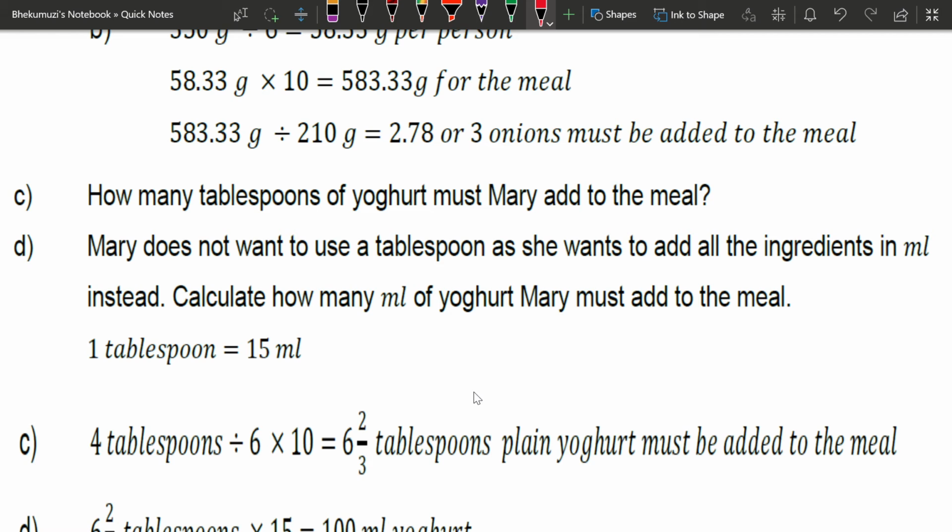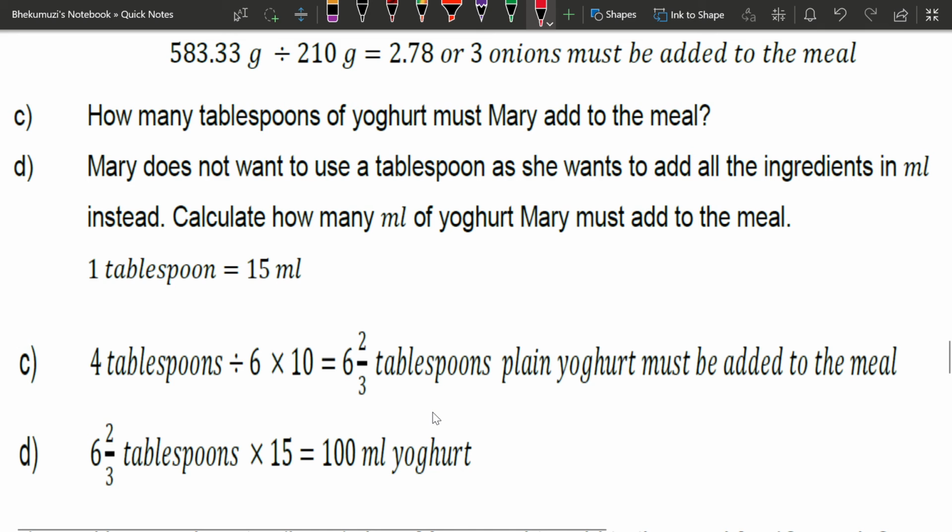Again, Mary does not want to use a tablespoon, as she wants to add all the ingredients in milliliters instead. Calculate how many milliliters of yogurt Mary must add to the meal, right? And again, this is going back to the previous chapters you have done in the first or second term on conversions, where you need to be able to convert tablespoons into milliliters. In this case it is 6 and 2/3 tablespoons, and they did give us the conversion that a single tablespoon equals 15 milliliters. So we multiply it by 15, and so we get 100 milliliters of yogurt, right?